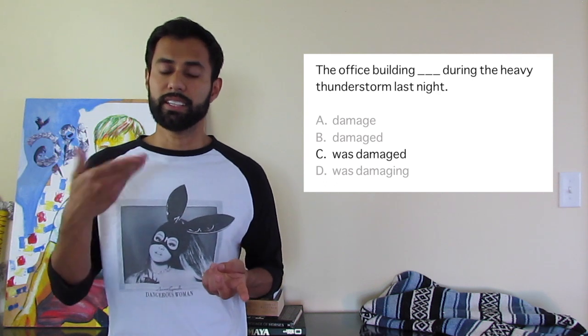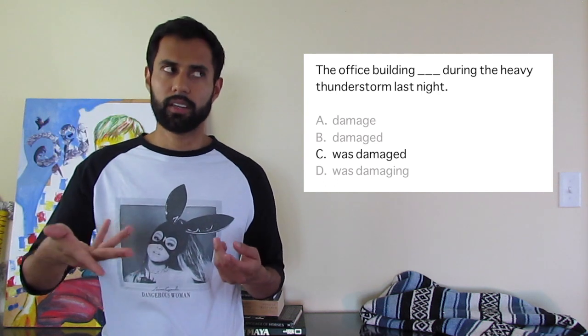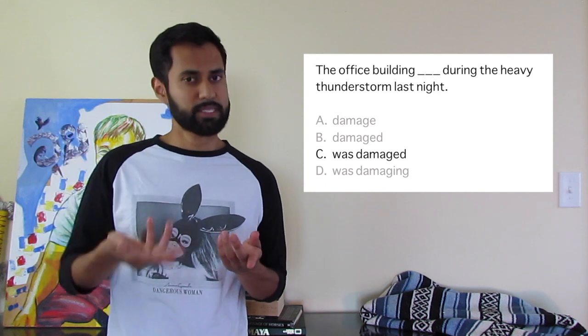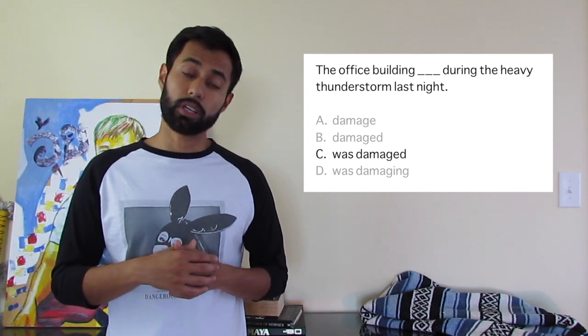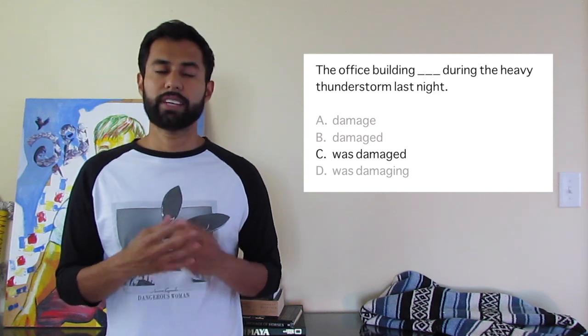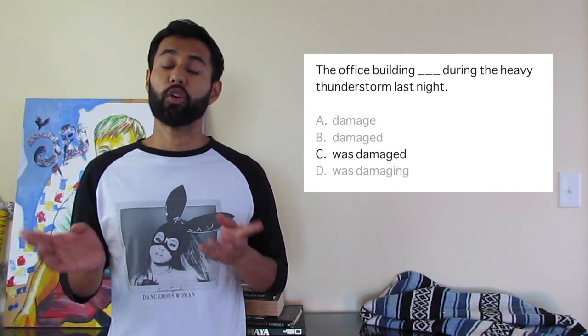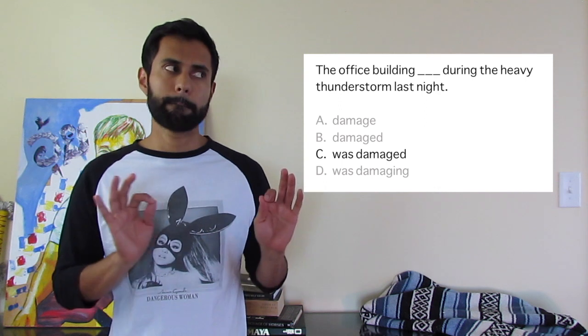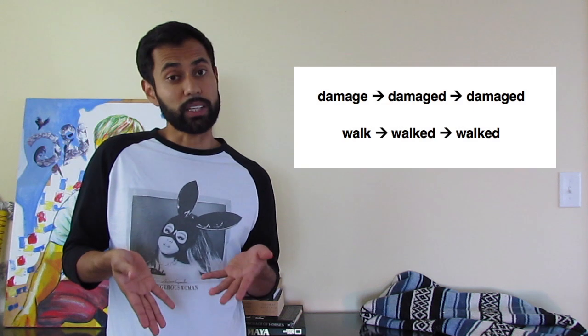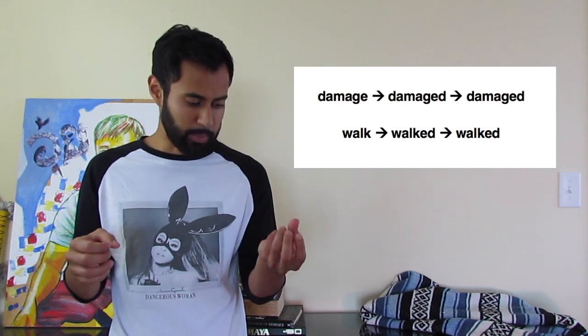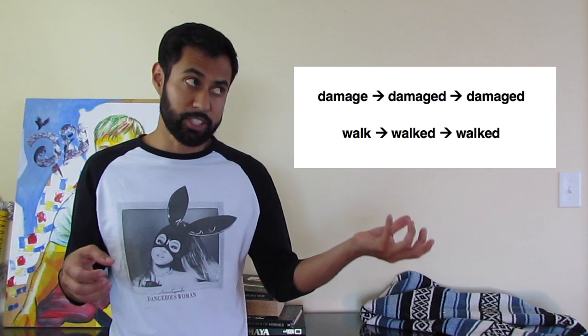Then we look at C and D. Was and was. Okay, so past tense, past tense. Now we have to look at the participle. Damaged, damaging, well, only damaged is the correct past participle. This is where you have to learn and memorize and remember your past participles. Sometimes they're the same as the past tense. Like this one, damage, past tense damaged, past participle damaged again.